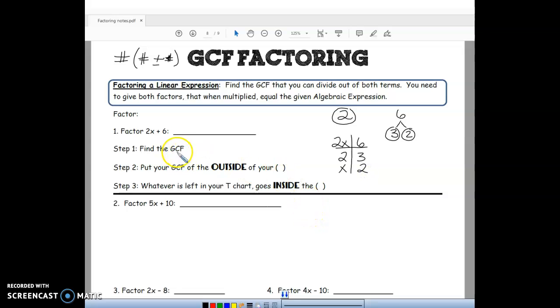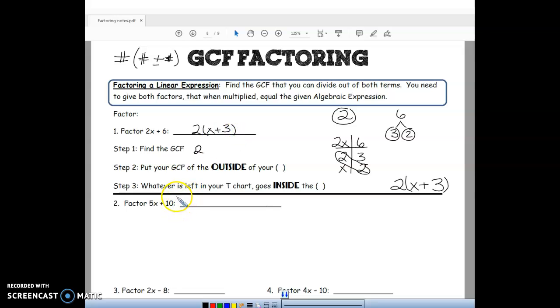All right, now find the GCF. So we're going to see what do we have in common. We have 2's in common. So you know that 2 is the GCF. You're going to put your GCF on the outside of your parentheses. So here's my parentheses. 2 goes on the outside. Whatever is left in your T-chart goes on the inside. So I have an x here. It was plus, and I have a 3. That's my final answer. 2 groups of x plus 3.